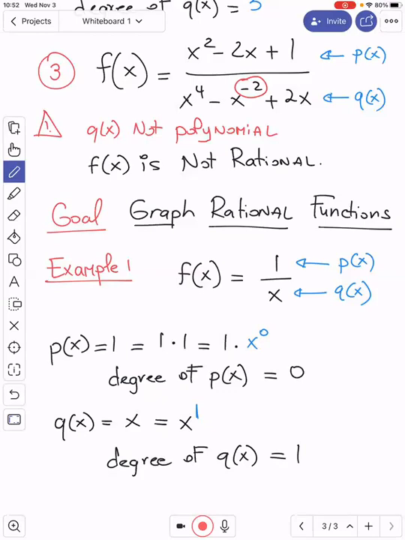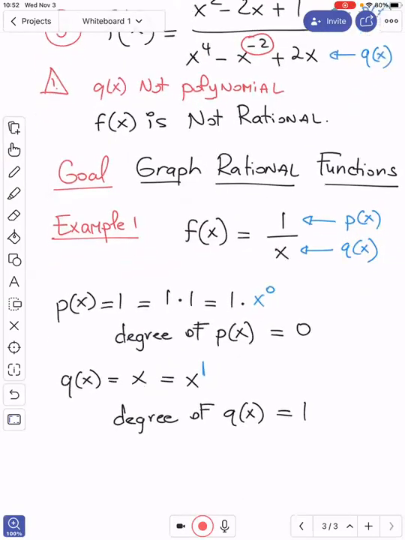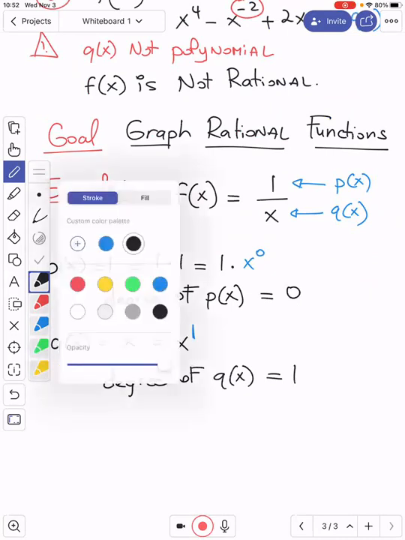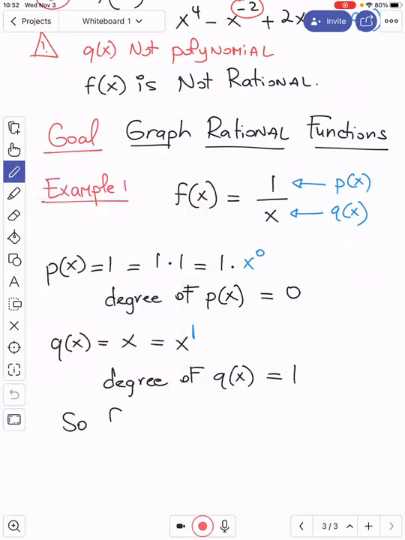Okay. So yeah, so then f is a rational function. It's the quotient of two polynomials. So f of x, 1 over x, is a rational function, right? It's a quotient of polynomials.